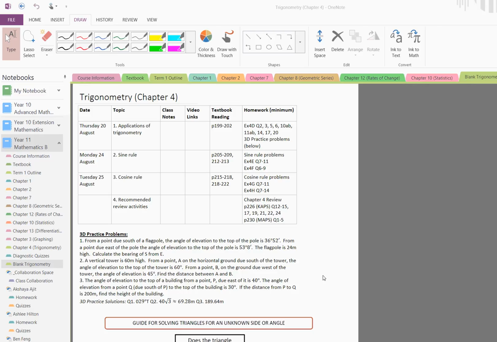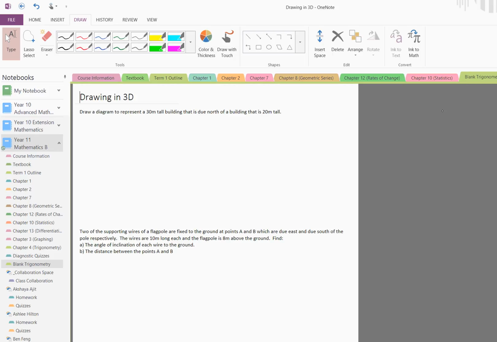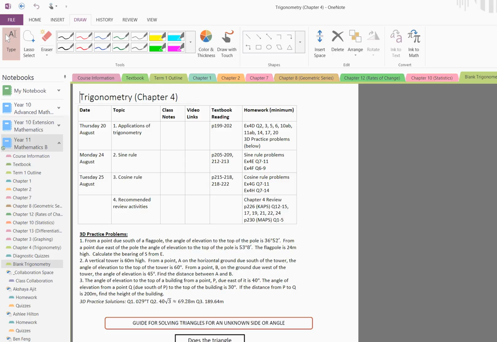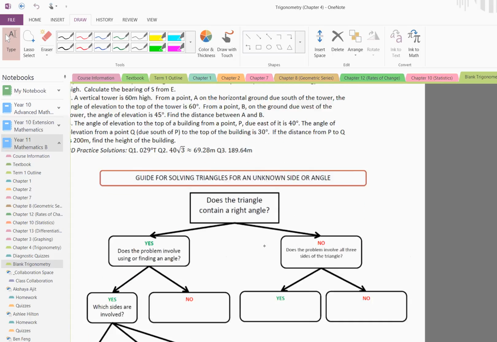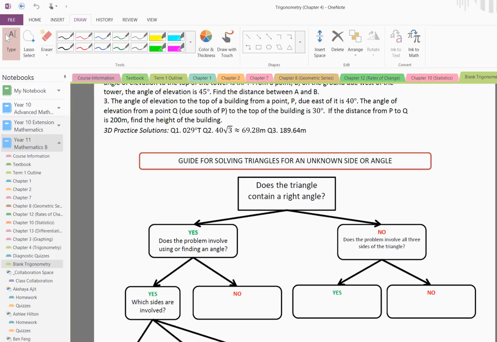All right, so the second installment of this first lesson is the drawing in 3D section, where we'll do some drawing in 3D. Won't take as long as that first one, that's for sure. Just before we do that, on the front cover of your booklet, there's this big guide of basically how to do trigonometry.